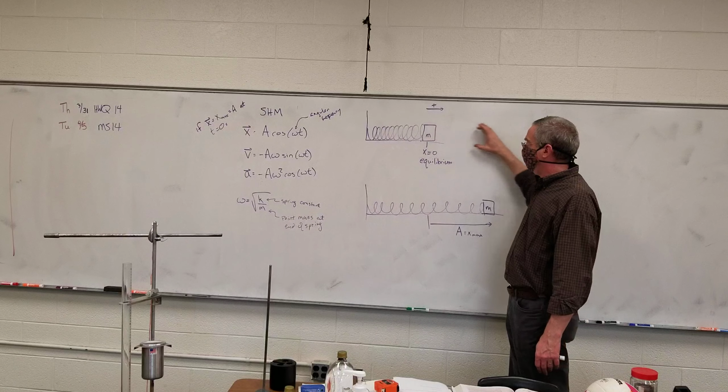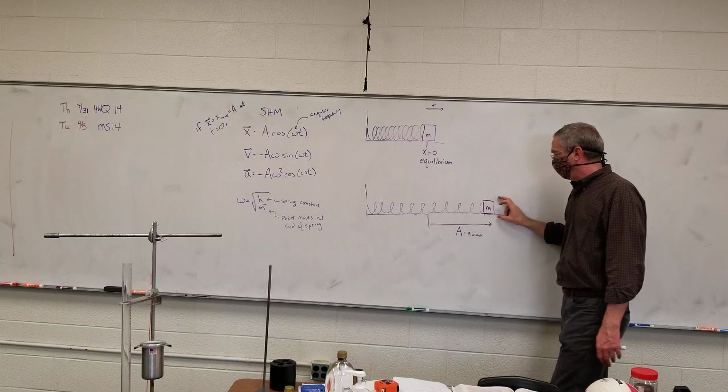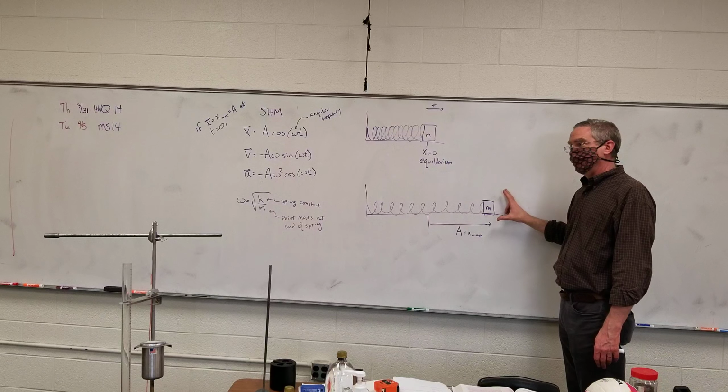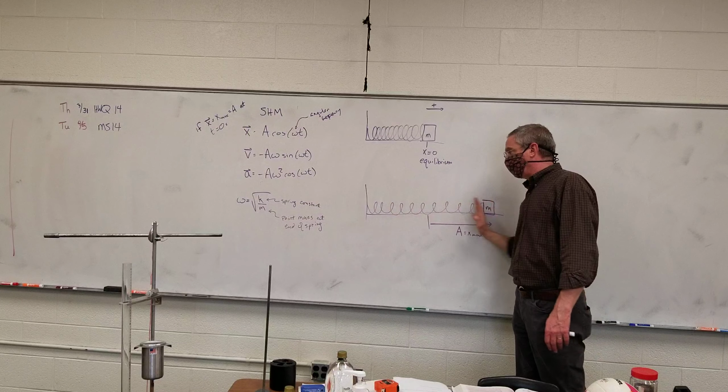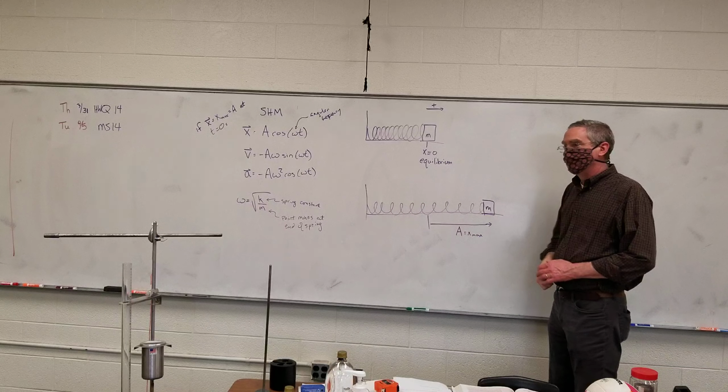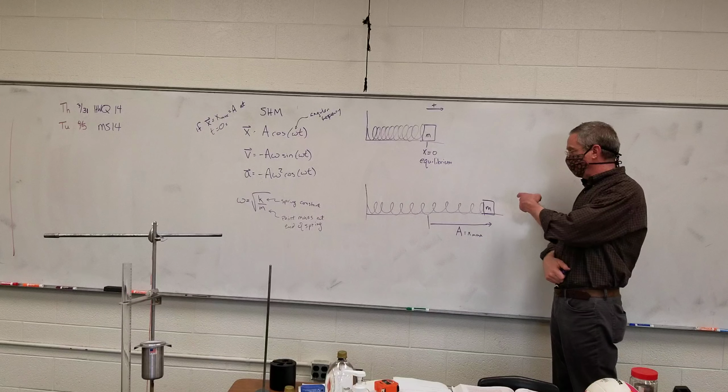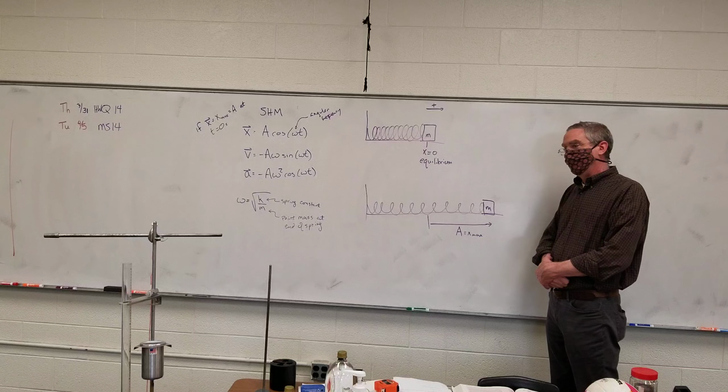I then take the mass, I pull it back, and I let go. So I pull it out to here, and I let go. So this mass is now going to be moving back and forth like this. The question is, where is this mass moving the fastest? The one right when you let it go.